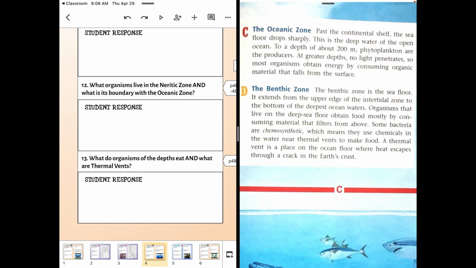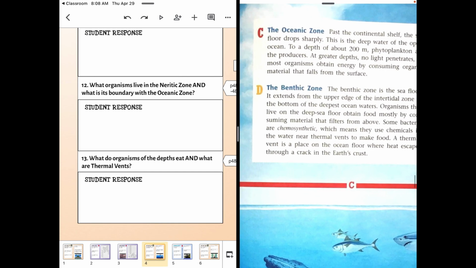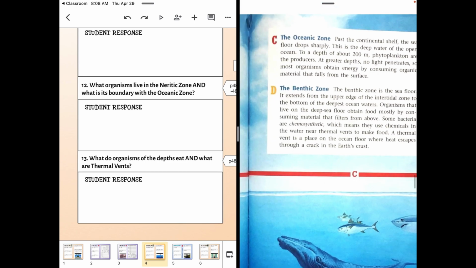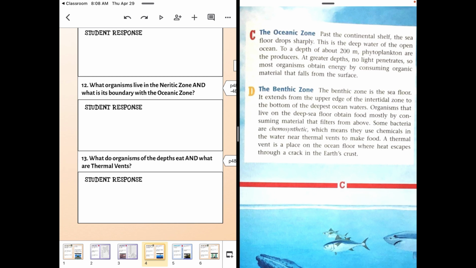What do organisms of the depths eat? So in C, once you get below 200 meters, like it says, it gets completely dark, and it stays that way permanently. So that's 600 feet. And in the depths, there's only one source of food.